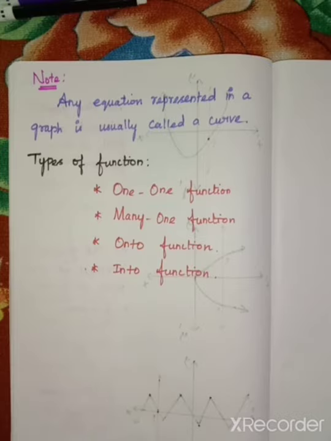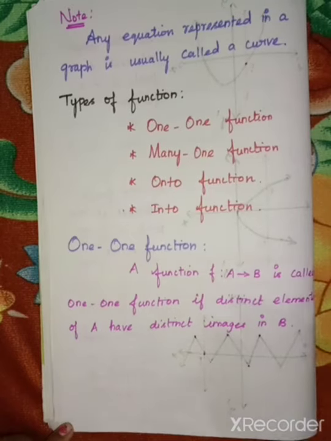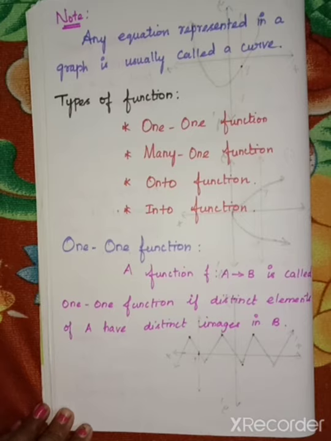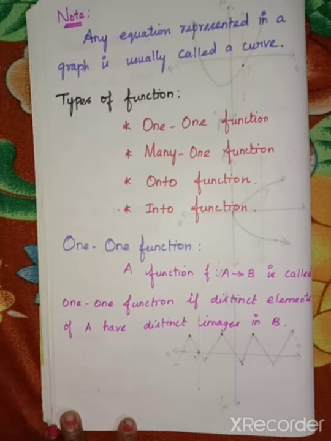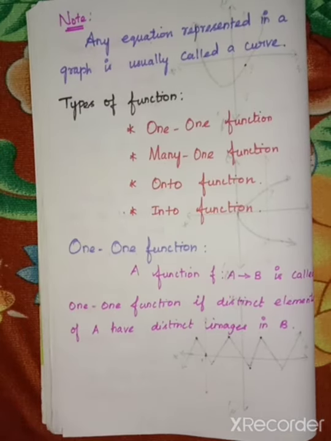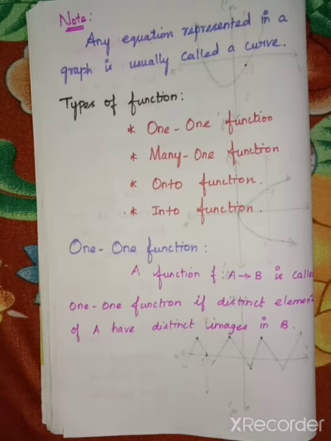Let's see the definitions. One-to-one function: a function f from A to B is called a one-to-one function if distinct elements of A have distinct images in B. Here, how do we check the function? Whether it is a one-to-one function, many-to-one function, onto function, or into function, we check by using the arrow diagram. Like that we have to check.